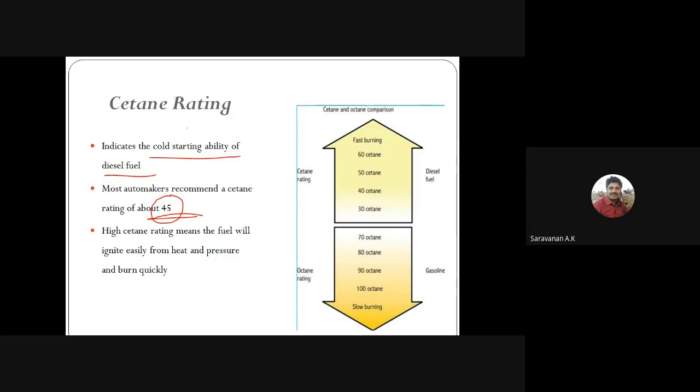So what will happen if the cetane number increases? The ignition time is too early, that is the fast burning, by increasing the cetane value. It is the inverse for the octane rating. If the octane number increases, the burning time gets slower, and it may get high knock, right?